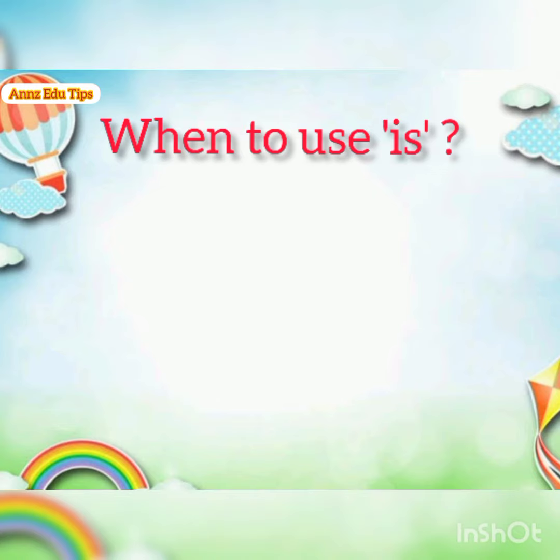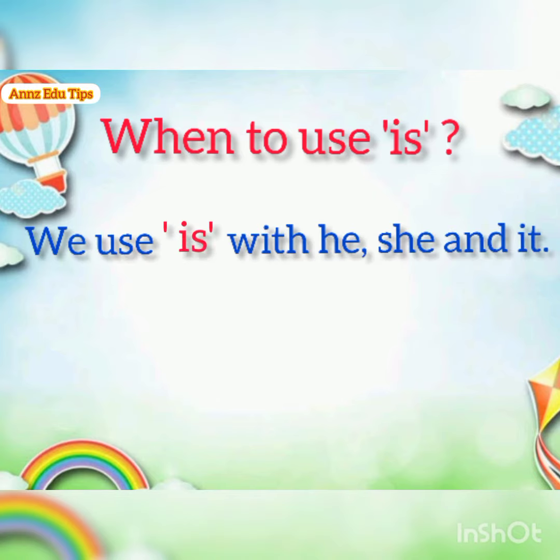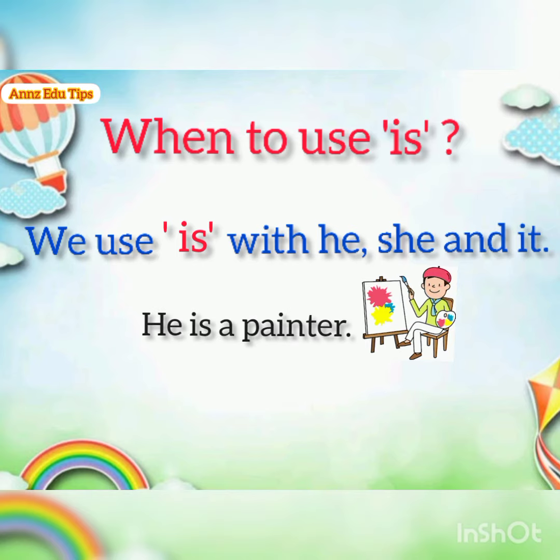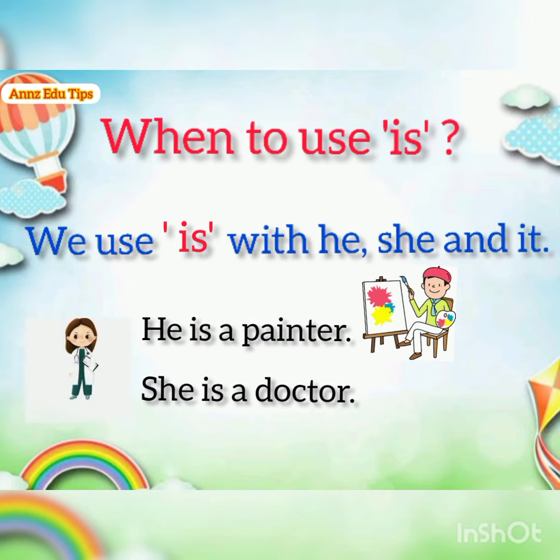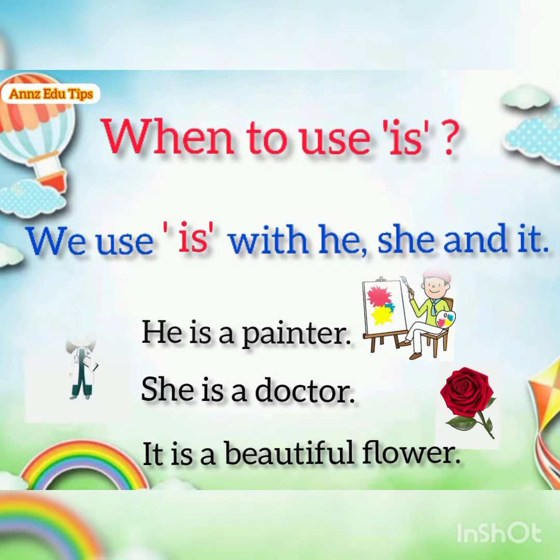When to use is? We use is with he, she and it. For example, he is a painter. She is a doctor. It is a beautiful flower.